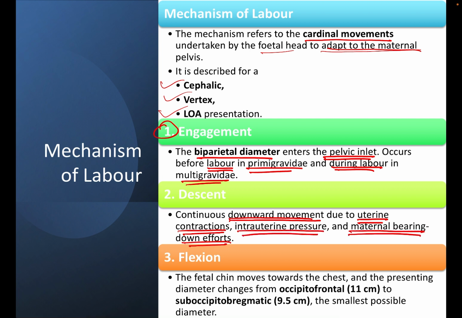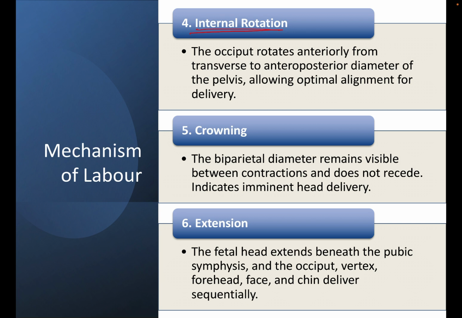Next is flexion. The fetal chin moves towards the chest and the presenting diameter changes from occipitofrontal to suboccipitobregmatic, that is the smallest possible diameter, followed by internal rotation. The occiput rotates anteriorly from the transverse to the anteroposterior diameter of the pelvis, allowing optimal alignment for delivery. The next part is crowning. Here, the biparietal diameter remains visible between the contractions and does not recede.